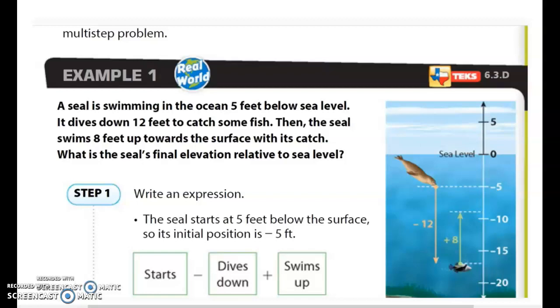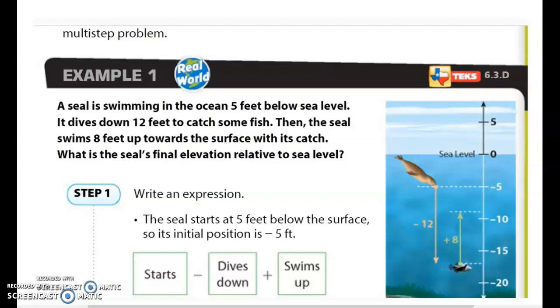Now, the reason that I like to call it combining integers is because when I tend to use the word adding or subtracting integers, it tends to throw students off a little bit, so I just like to call it combining. You're putting positive and negative integers together. Okay, so let's look at example number 1.